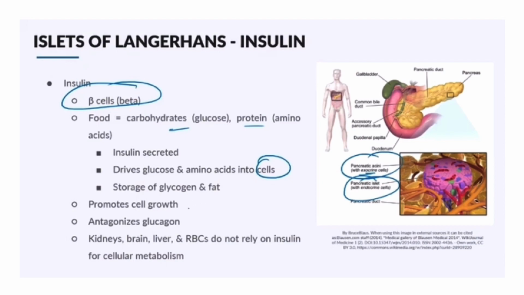The other thing that happens with insulin is it helps to promote cell growth. It also antagonizes glucagon, so it's actually going to turn glucagon off. Now, there are a couple of different organs that don't rely on insulin for cellular metabolism. This is going to be the kidneys, the brain, the liver, and red blood cells. They don't require insulin for cellular metabolism.